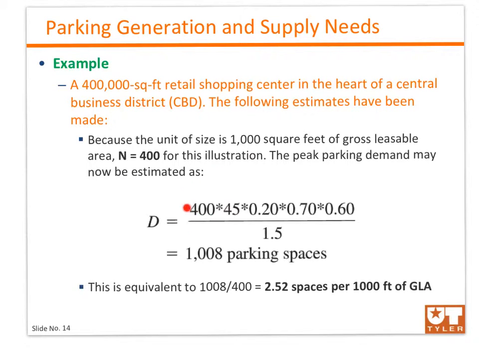Basically N is 400 times 45 times 0.2 times 0.7 times 0.6, which are already defined, over 1.5, and therefore I can estimate that during this activity peak hour we will need 1008 parking spaces. This is equivalent to, if you divide 1008 over 400,000, saying I need 2.52 spaces per 1000 square feet of GLA.